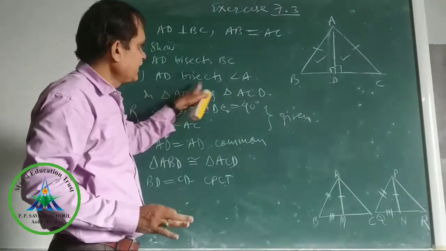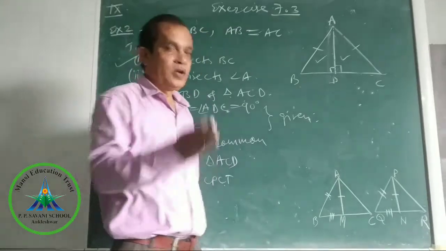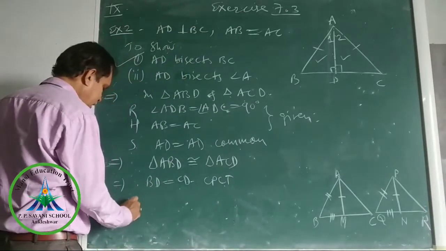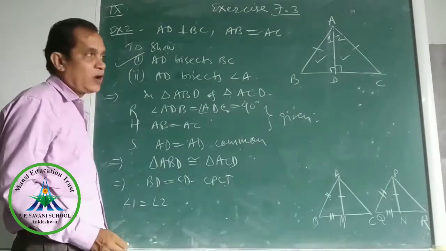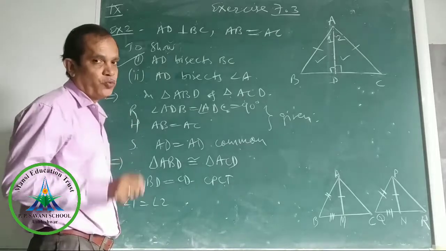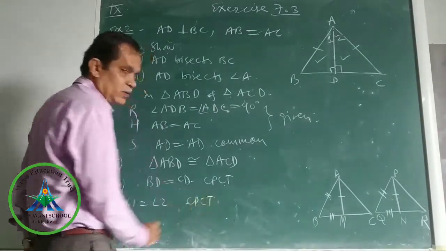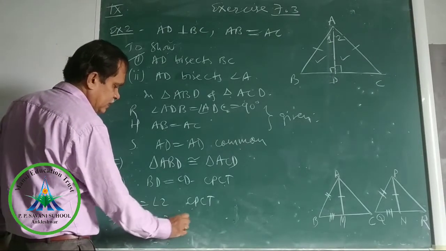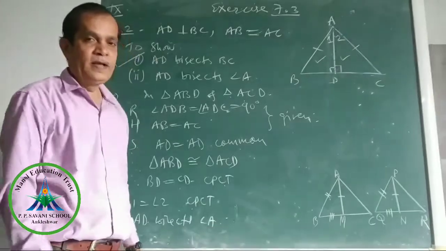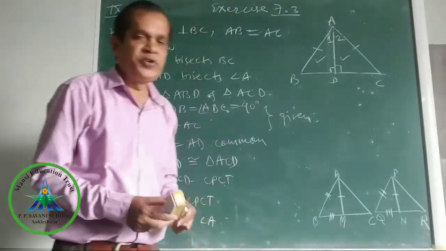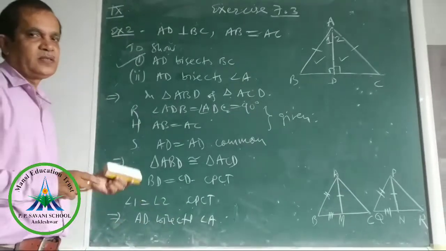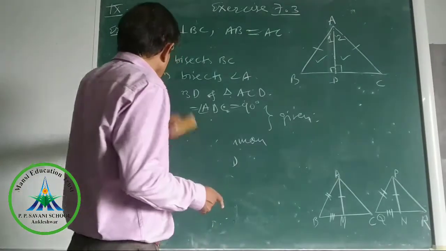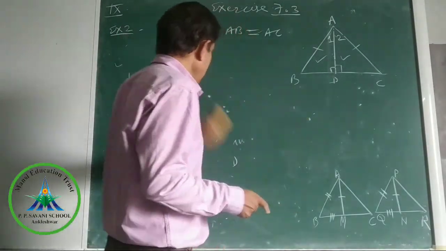Now, second, AD bisects angle A. You will write angle 1 equal to angle 2, by congruence. See, angle 1 equal to angle 2. You write numbering or write down BAD, CAD, up to you. This implies AD bisects angle A. Okay? See students, watch the video 2 times, try your best and solve without seeing any video. Fine.